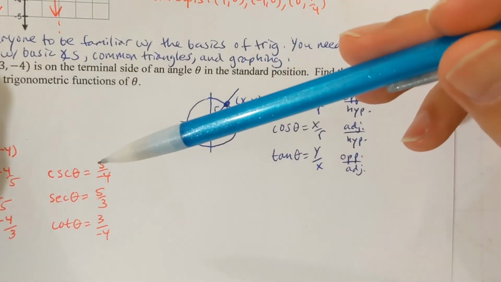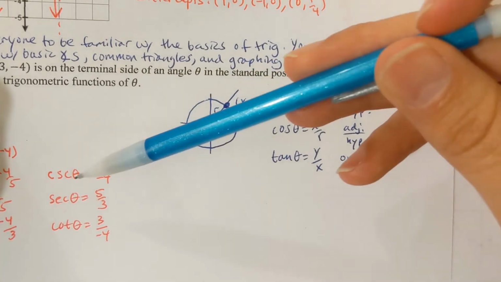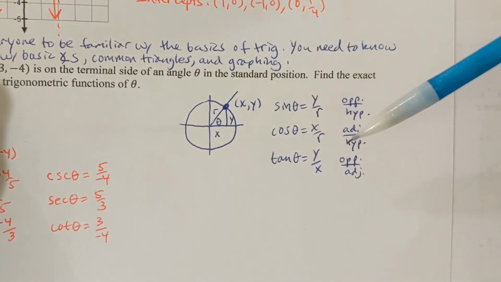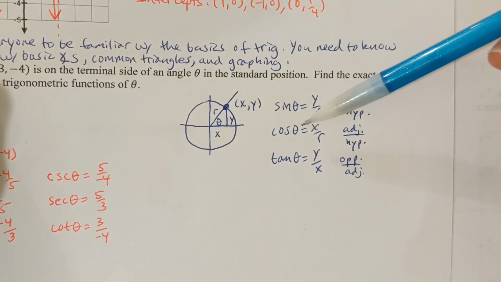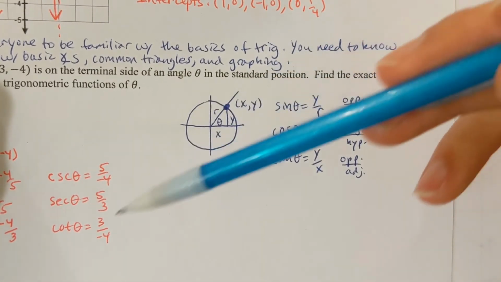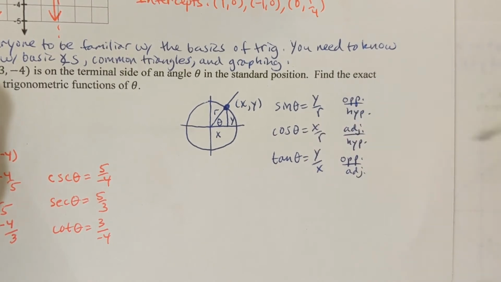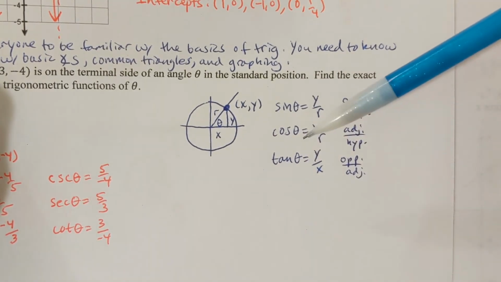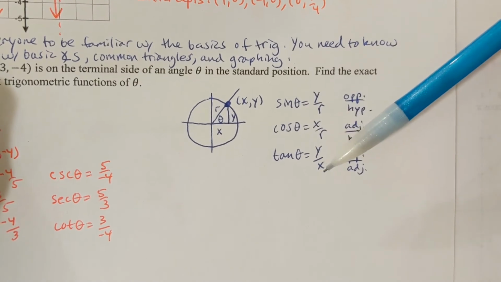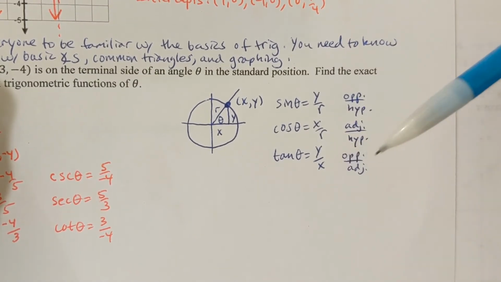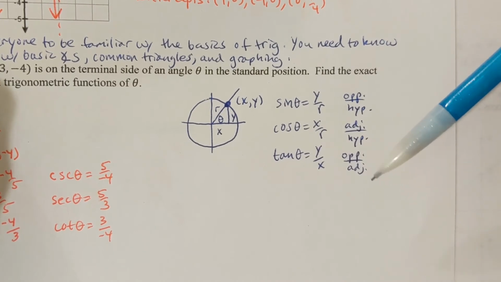The reciprocal of sine theta is cosecant theta. Or cosecant theta would be defined as 1 over sine theta. Secant theta would be defined as 1 over cosine theta. Cotangent theta would be defined as 1 over tangent theta. Okay, those are the reciprocal identities. Tan theta is defined as sine theta over cosine theta. Okay, that's an identity that is worth knowing.